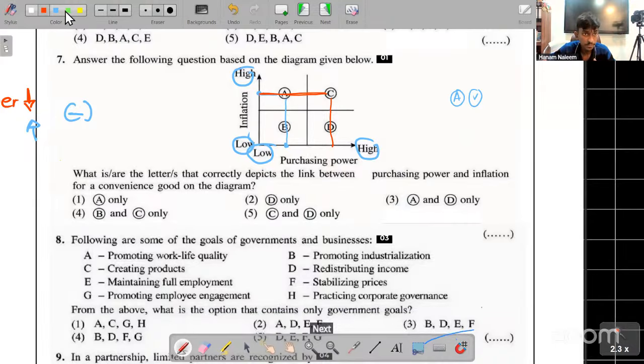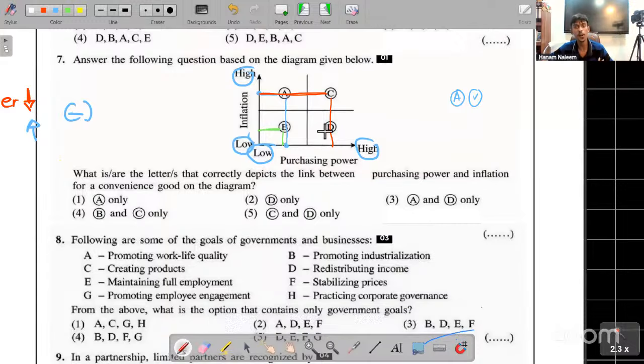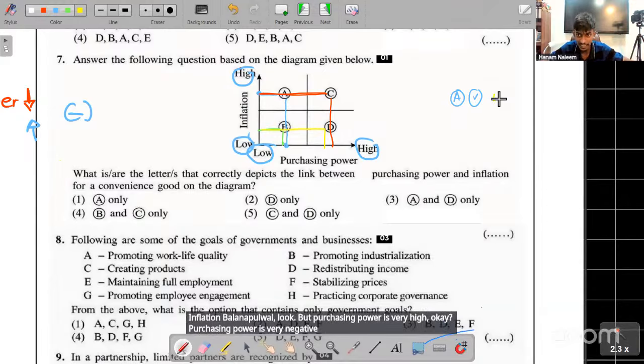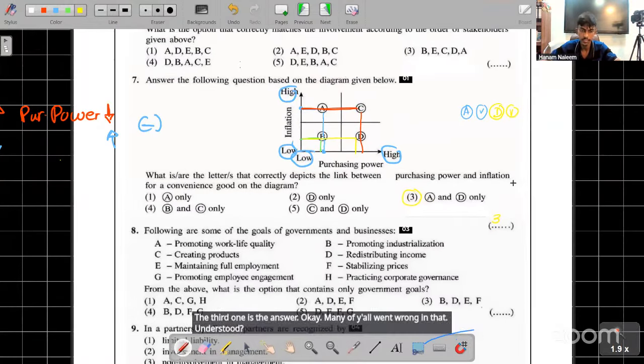Next one, we'll go with B then. Let's look at B. In B, inflation is low. So usually when inflation is low, purchasing power should be high. But here you can see purchasing power is also low. So is B correct then? No, wrong. Okay, then we'll go for the final one, D. You can see inflation is low. But purchasing power is very high. So D is correct. Then the answer should be A and D. Third one is the answer. Third one is the answer. Okay, understood? Many of you went wrong in that. Understood? Okay, fine.